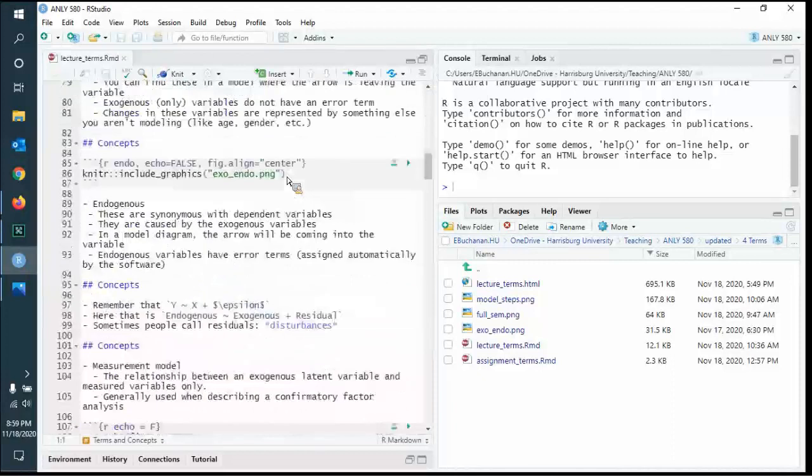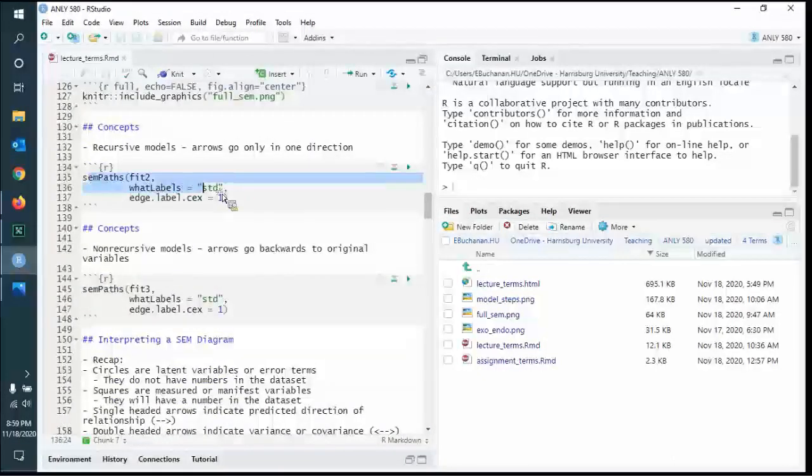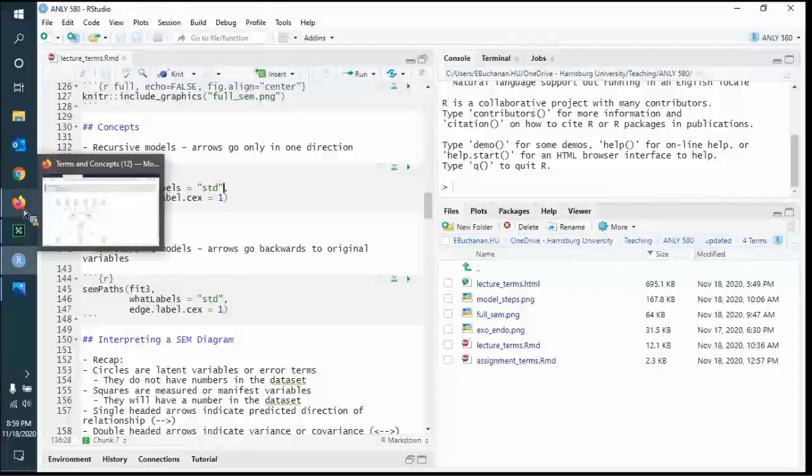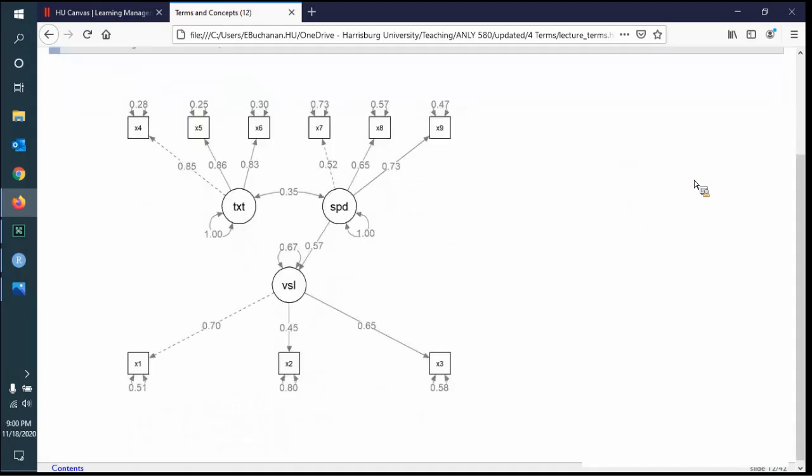But what we've seen so far is just some of this SemPath stuff. SemPaths here is a way that we can draw pictures. We're going to start using that pretty soon to help us make pictures to understand if we've diagrammed what we thought we meant to diagram. So that's what this is doing. It's taking a model and drawing us a picture of it.